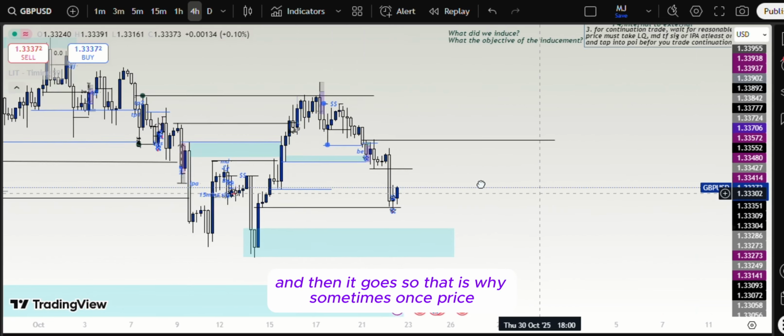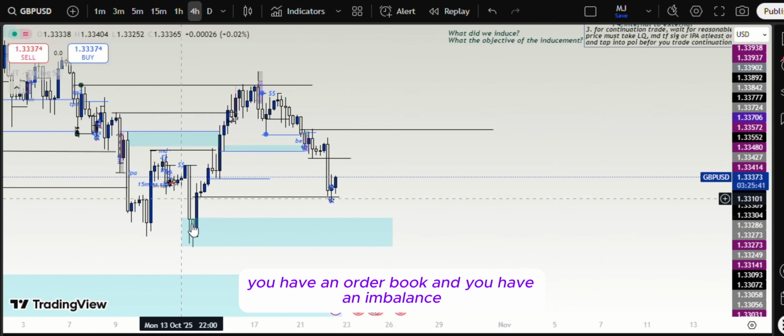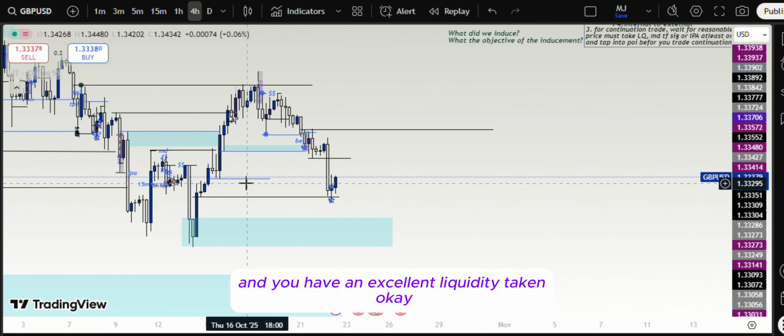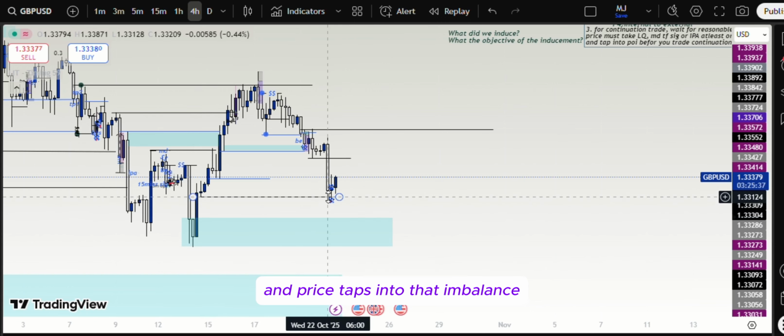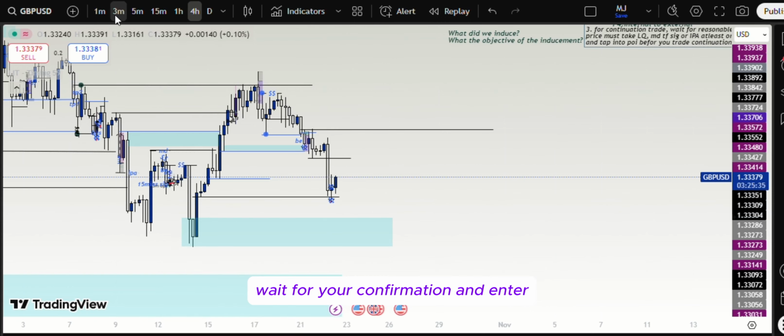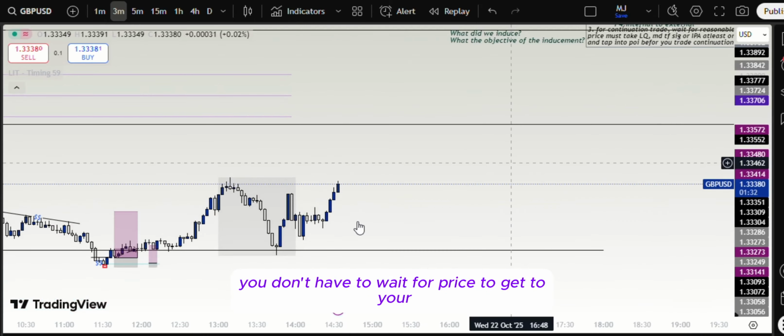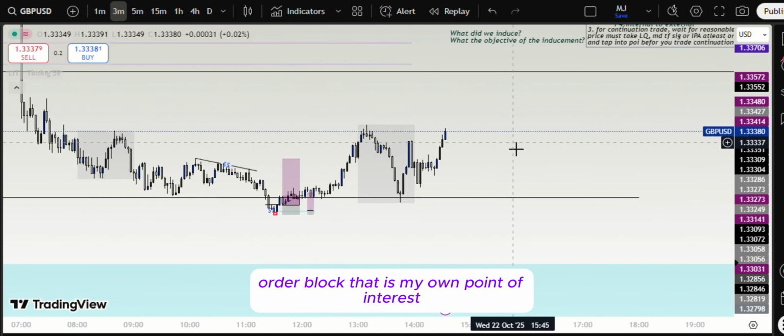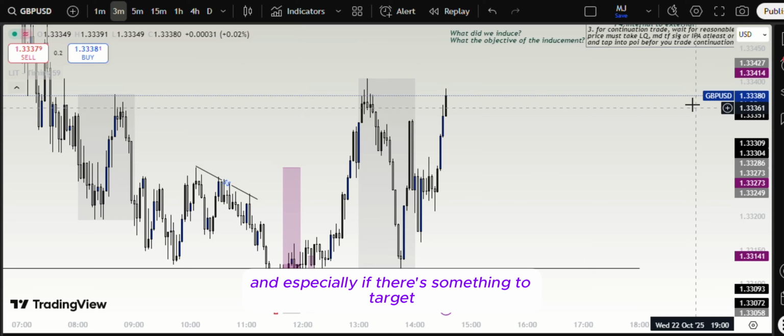So that is why sometimes, once you have an order block and you have an imbalance and you have an external liquidity taken, okay, and price taps into that imbalance, just keep watching price, wait for your confirmation and enter. You don't have to wait for price to get to your order block. That is my own point of interest. And especially if there's something to target.